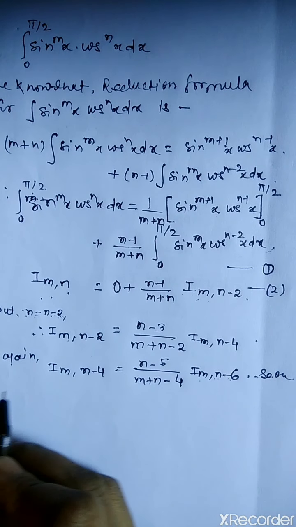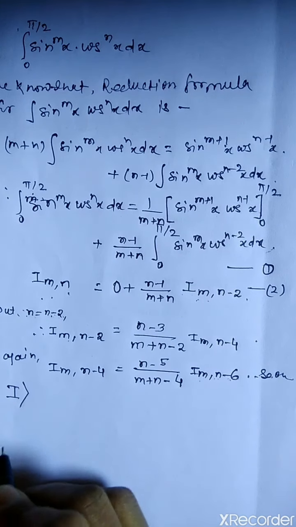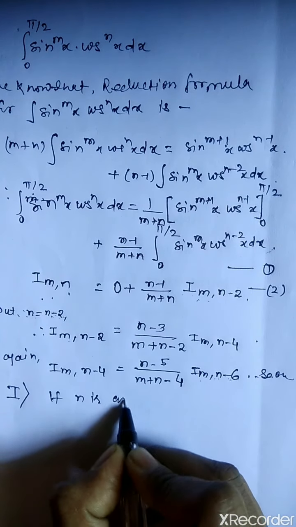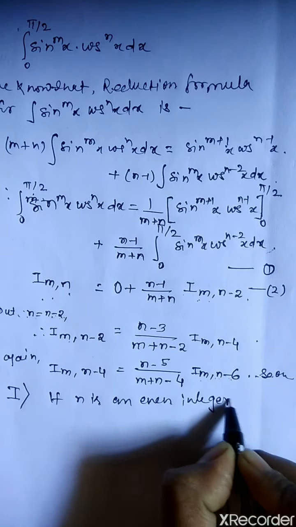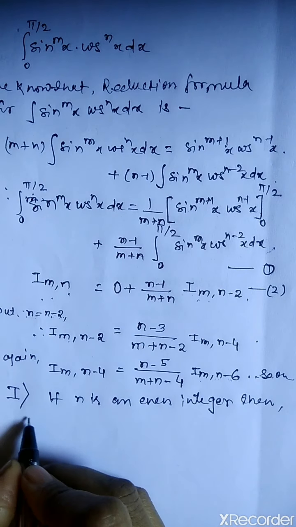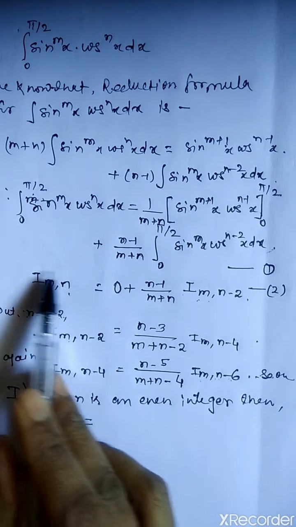So let us see. So here is the case. So first, what happens if n is an even integer? If n is an even integer, then what we will write? Then I m n. Okay, here we will be putting this value.